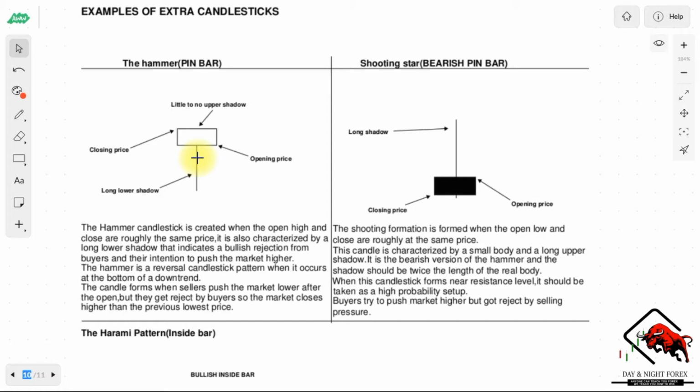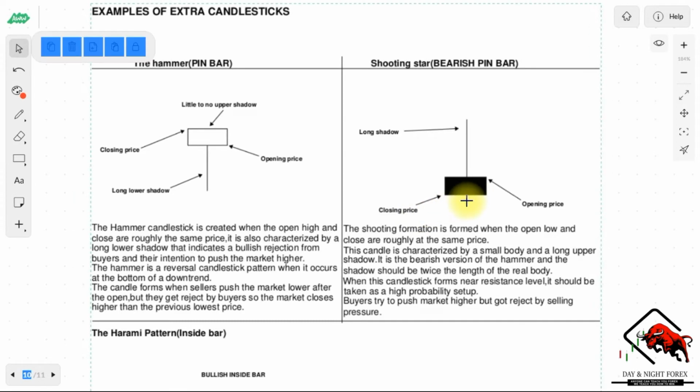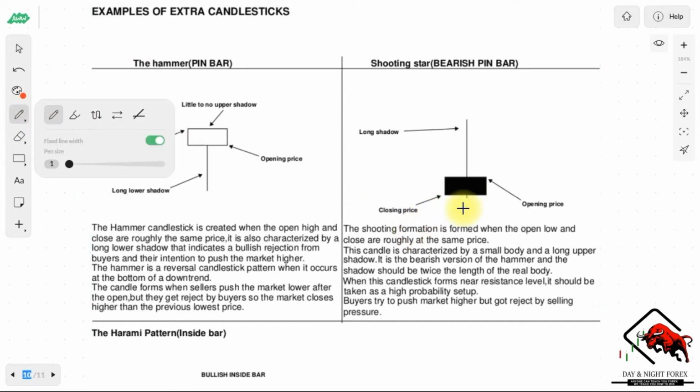And then on the other side, we have the shooting star right here. The shooting star, which is in a bearish market, is exactly the opposite of this candle. The shooting star formation is confirmed when the open, the low, and the close are roughly at the same price. As you can see right here, we have our open, and then we have our closing price, and then we have our low price right here, being indicated by that small lower shadow that we have there, if you can see it. So that is our lowest part, right? And then we have the highest part, which also shows the top of the upper longer shadow right there.